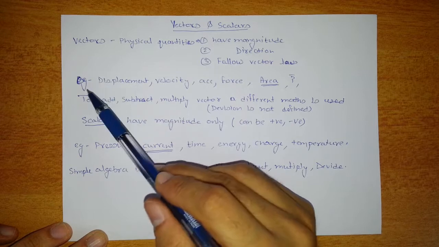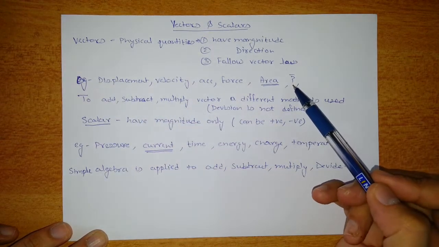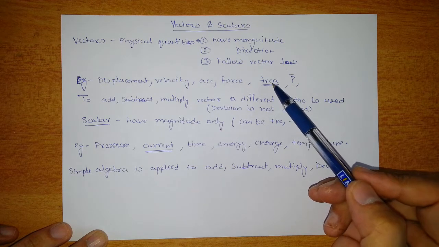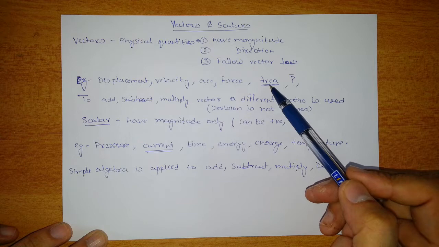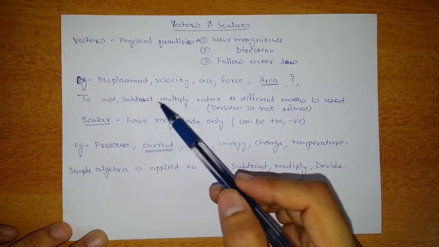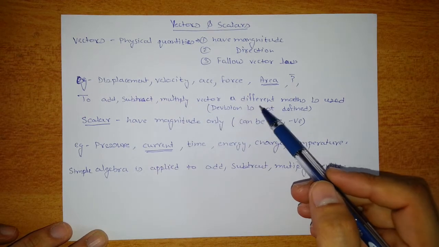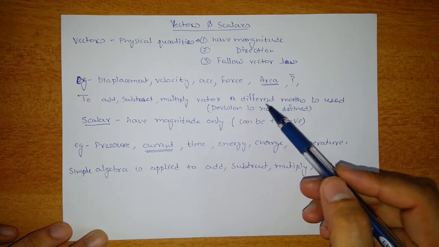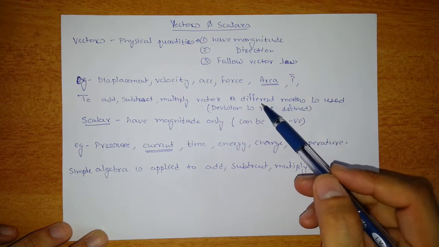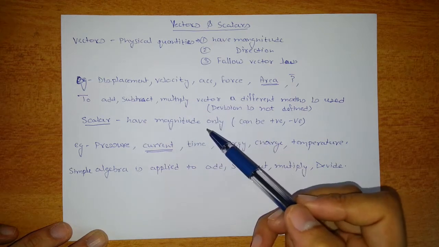So, for example, displacement, velocity, acceleration, force, p stands for momentum. Area, again, area is an important example. Area is also a vector quantity. To add or subtract or even multiply two vectors, we have to develop a new mathematics called vector mathematics or vector algebra. So we cannot simply add, subtract or multiply two vectors.